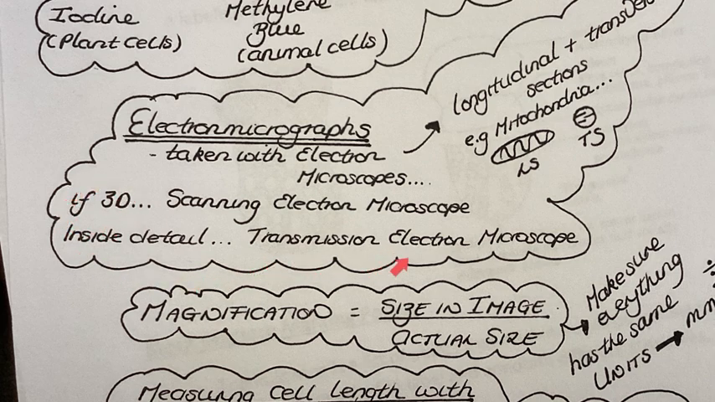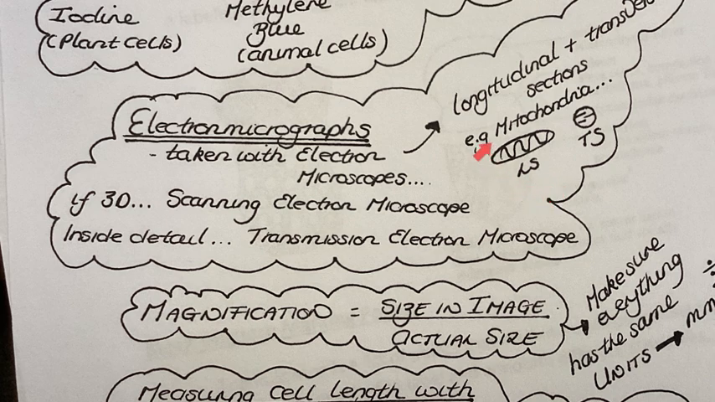The transmission electron microscope, however, allows you to see the inside detail. So they allow you to see what's inside the actual cells. The cells are taken and sliced up, and then those slices are stained with heavy metals so that electrons can get more easily through some areas than other areas. As a result, you end up with a black and white picture which shows you what is actually inside cells.